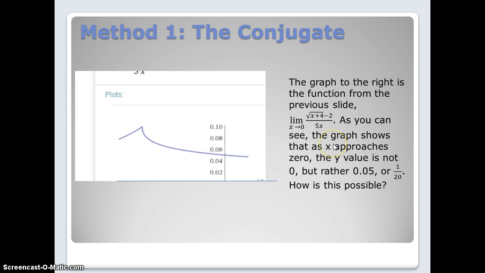As you can see, the graph shows that as x approaches 0, the y-value is not 0, but rather 0.05, or 1/20th. Now, how is that possible, Chad? If direct substitution gives us 0, why does the graph do this? This is what the indeterminate form is about. It says, don't think direct substitution is your easiest friend.